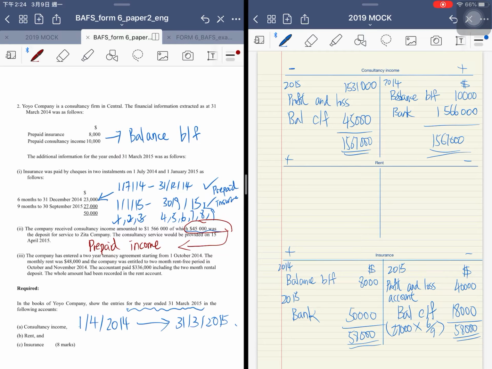For the rent, the company entered a 2-year tenancy agreement starting from October 1st, 2014. Monthly rent was $48,000, and the company was entitled to 2 months rent free in October and November. The accountant paid $336,000, including a 2-month rental deposit. The whole amount has been recorded in the rent account. So first we record the bank because we paid 336,000 already.